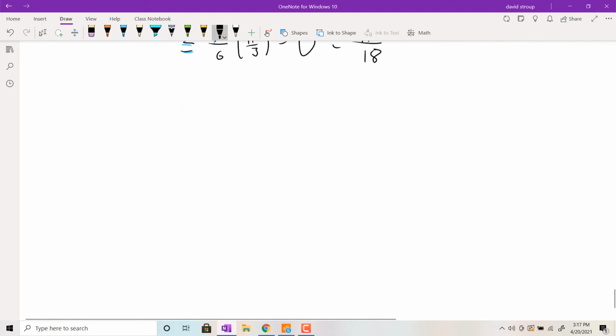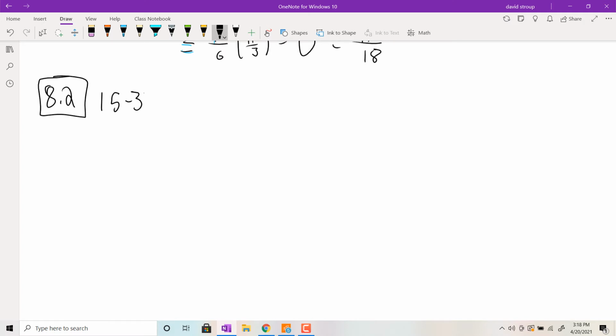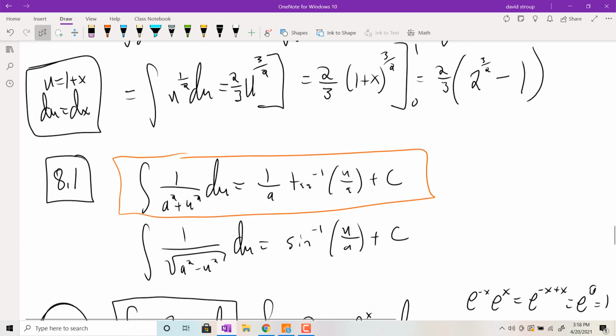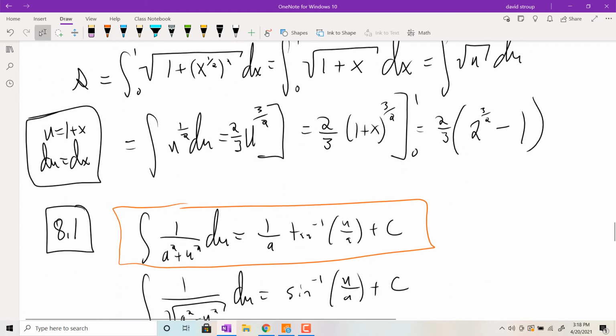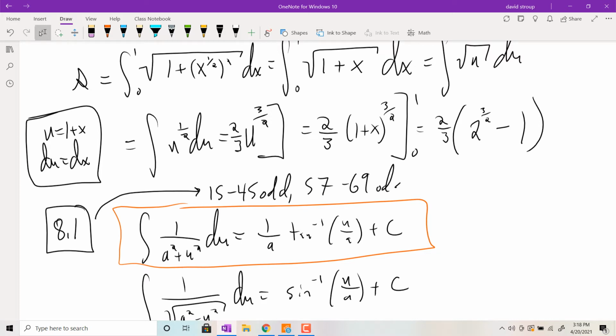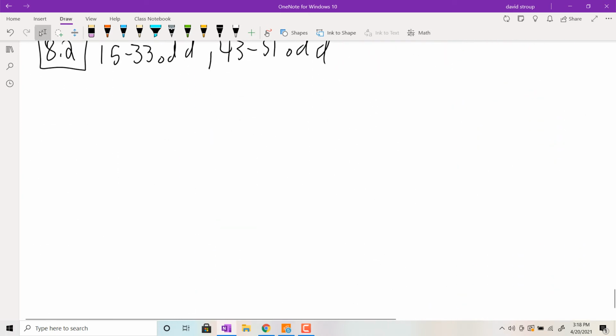8.2 is on by parts. So the uv minus the integral of v du. Let me get you the question poll, 15 to 33 odd, and then 43 to 51 odd. Can I give you the 8.1? I keep forgetting. I didn't give you the question poll for 8. I keep forgetting, I might just write out the question polls here. Okay, so 8.1, questions like 15 to 45 odd, and then 57 to 69 odd. Okay, let me just write out the question polls because I keep forgetting to write them out.